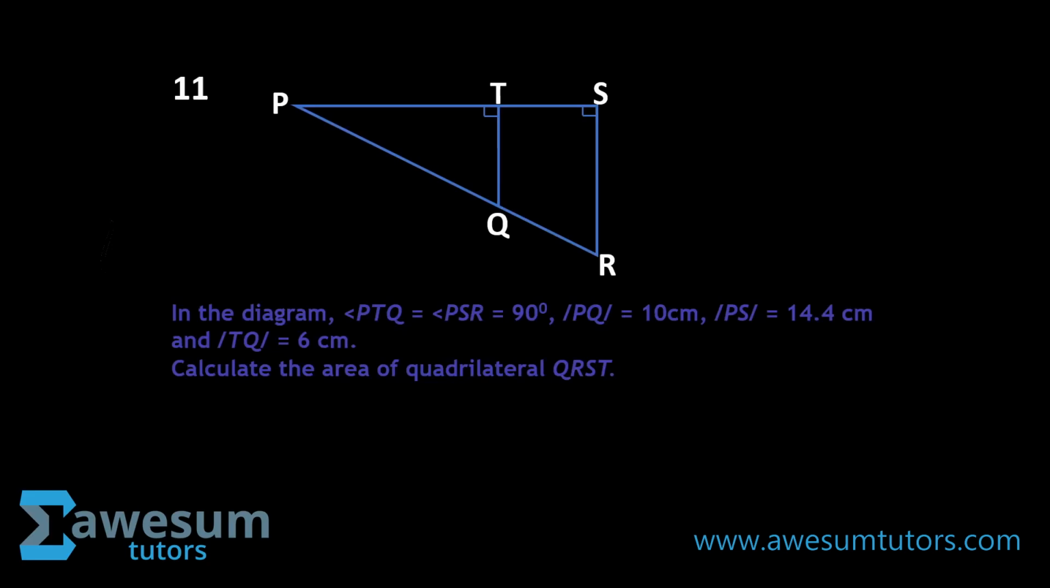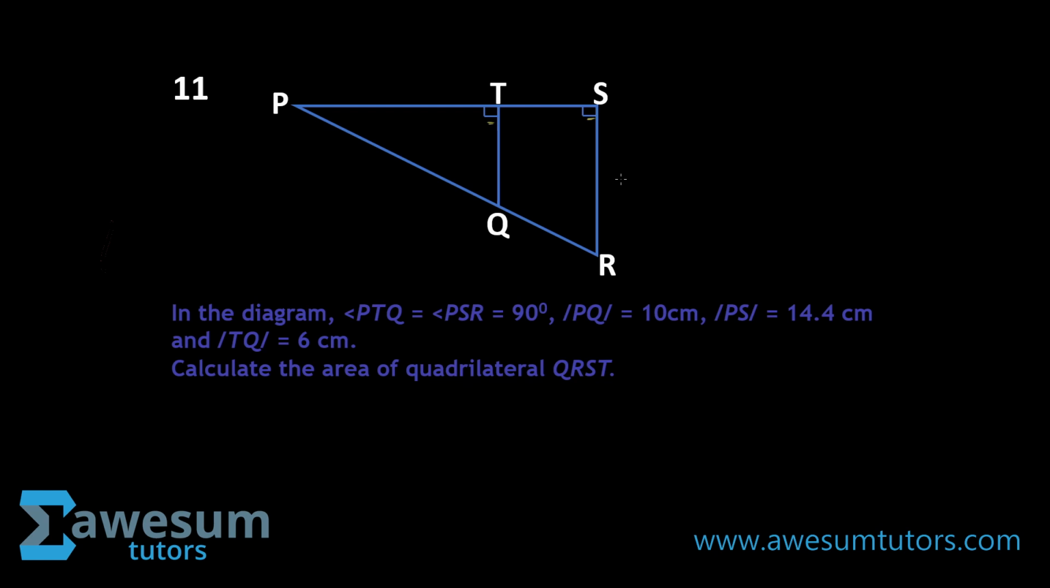Today we are going to be looking at question 11 of the WASSCE 2010 May-June General Mathematics question. It says, in the diagram, angle PTQ equals angle PSR, which is equal to 90 degrees. That means these angles right here are 90 degrees. They are right angle triangles.